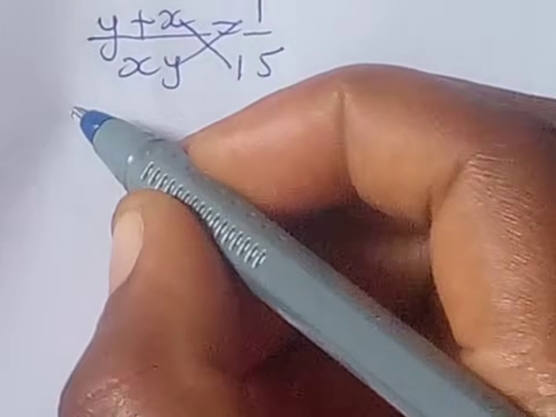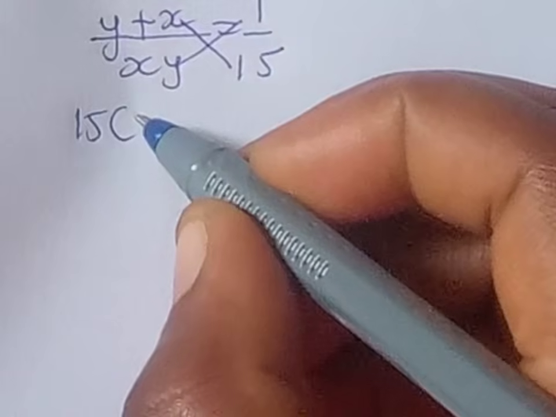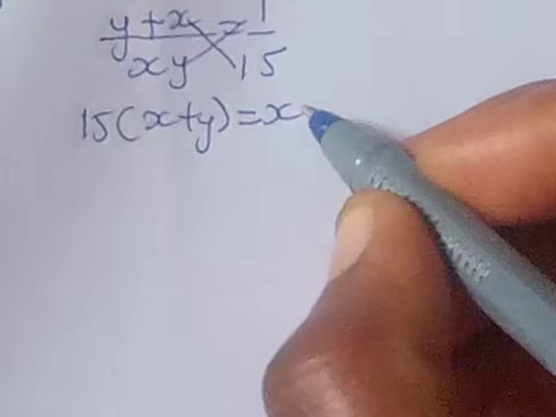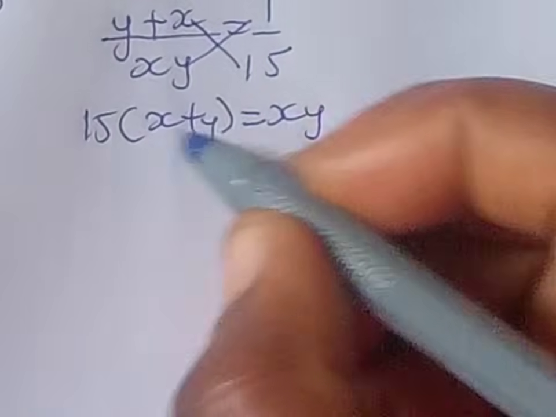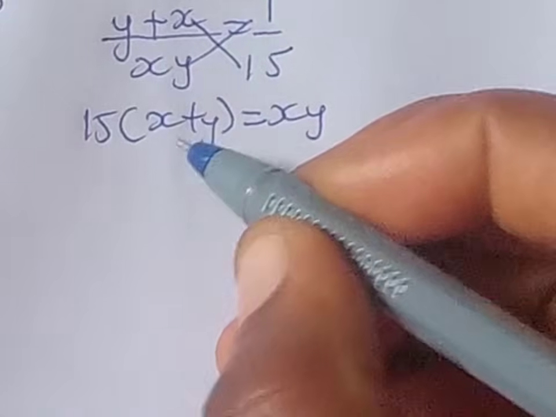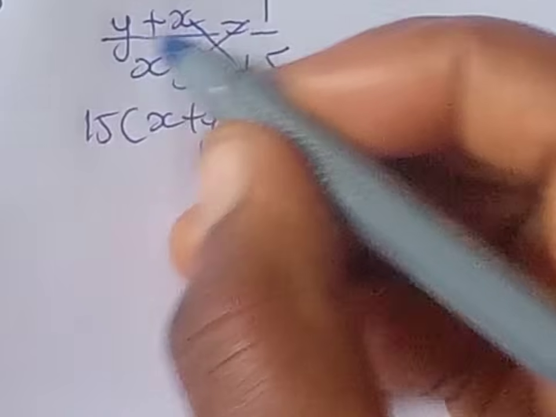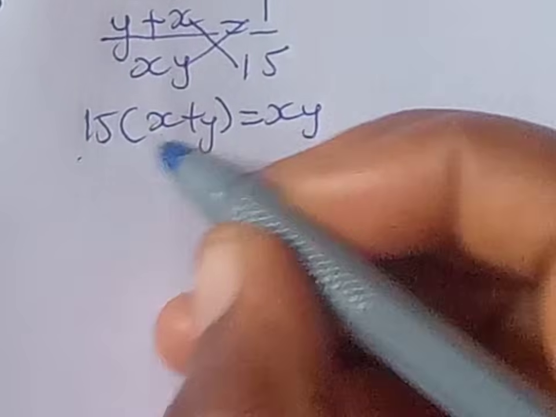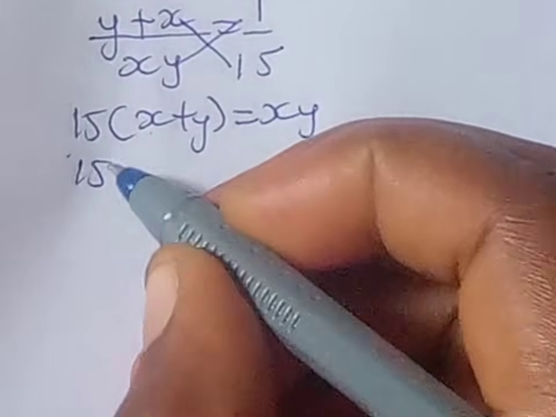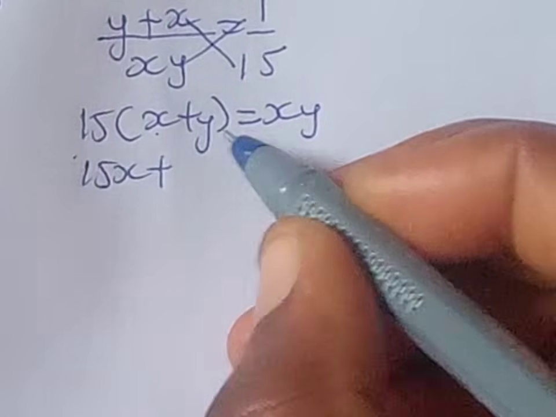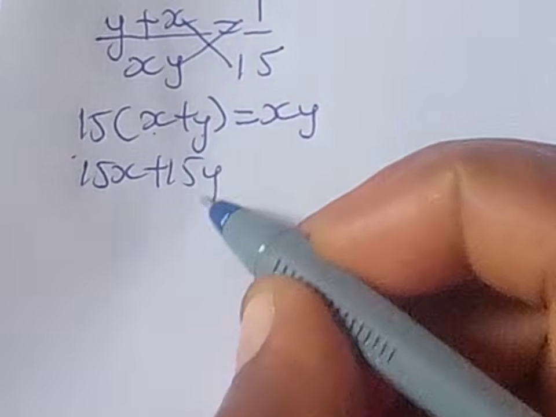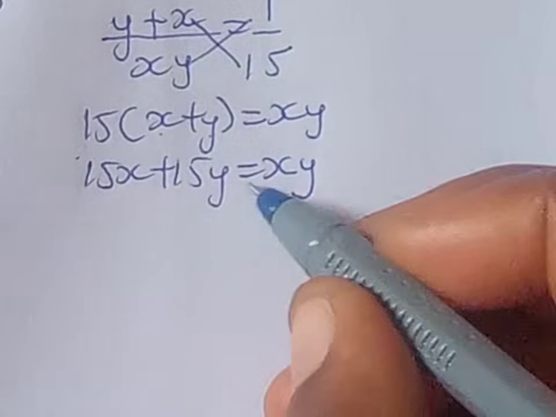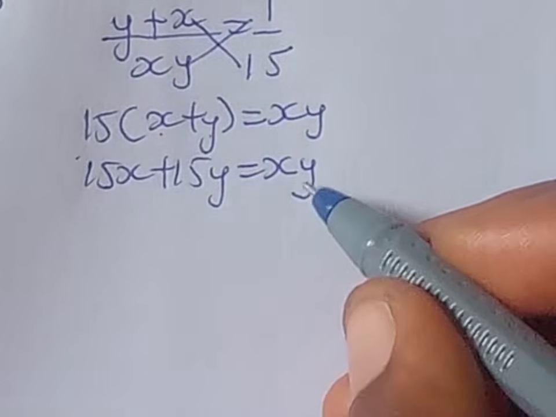So we have 15 times x plus y equals xy. You can either say x plus y or y plus x, they are still the same thing in as much as both of them are positive. Let's expand. 15 times x will give us 15x plus 15 times y, 15y equals x times y. This is the key equation here.